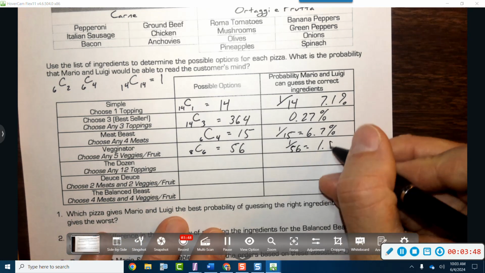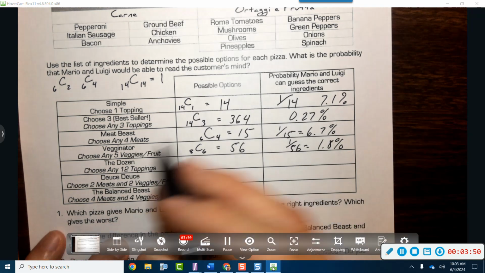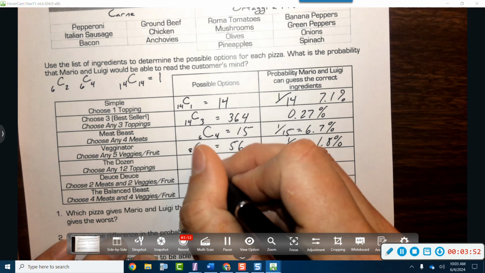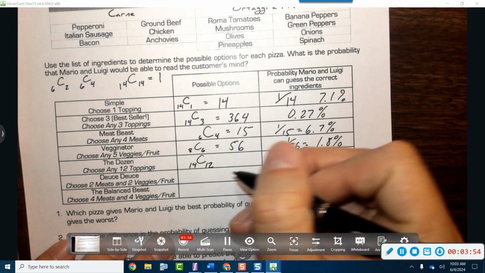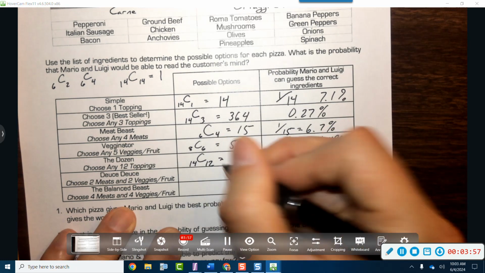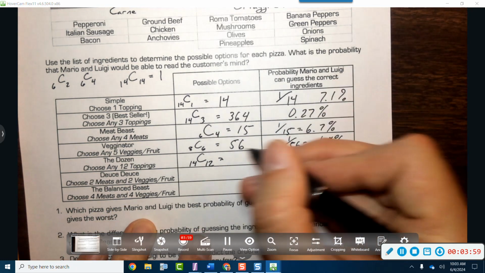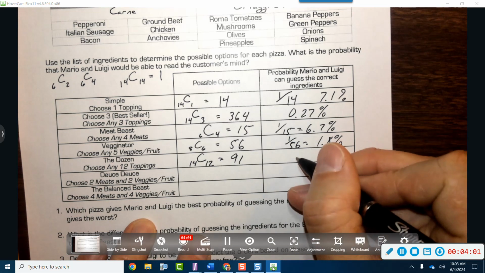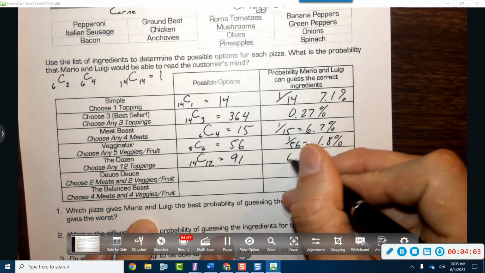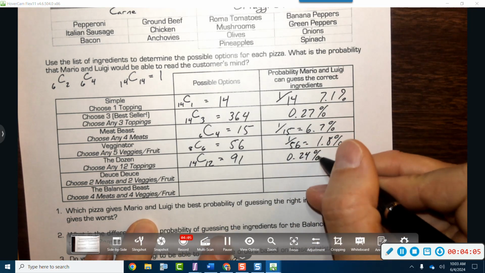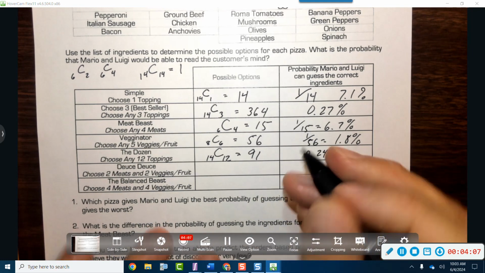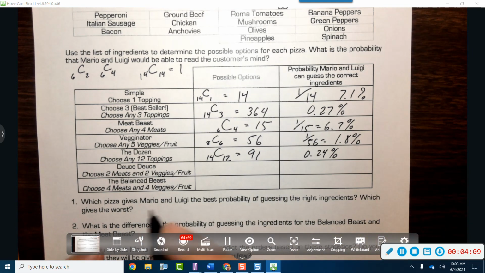What is that for the Veganator? That's 1.8%. All right, so the Dozen: choose any 12 toppings. It looks like we're going back to all 14 of them. That's 91 different ways. So 1 out of 91 is a pretty small percentage. All right, so now we've got to choose 2 meats and 2 veggies.